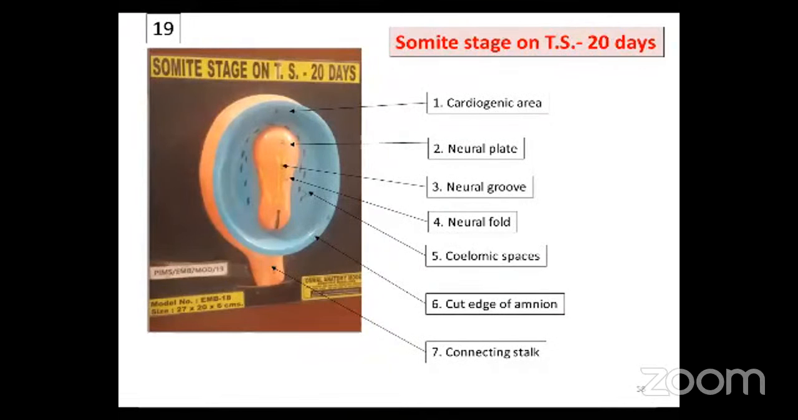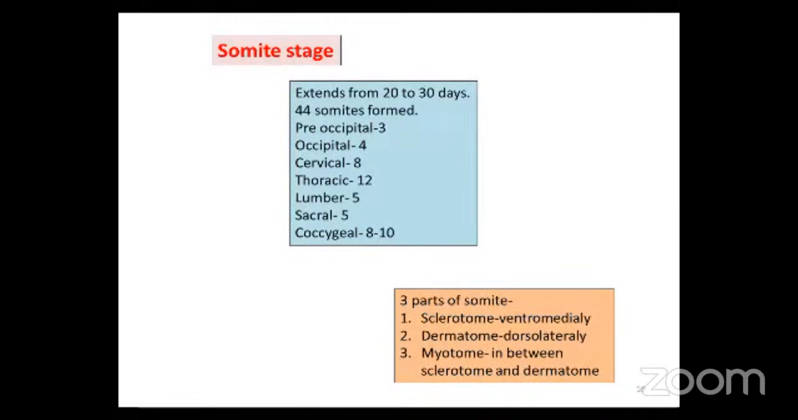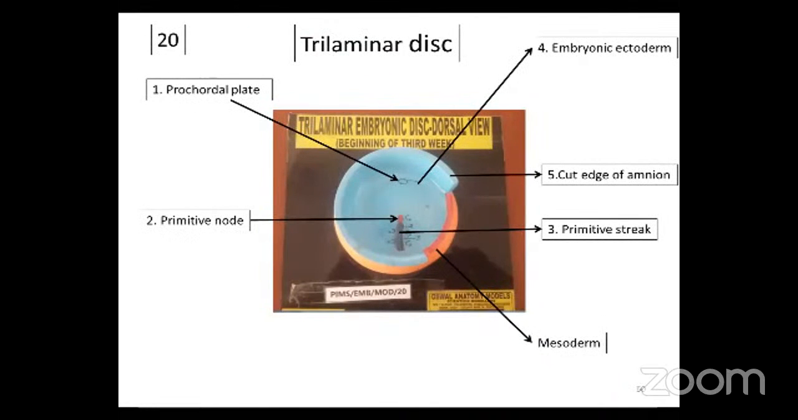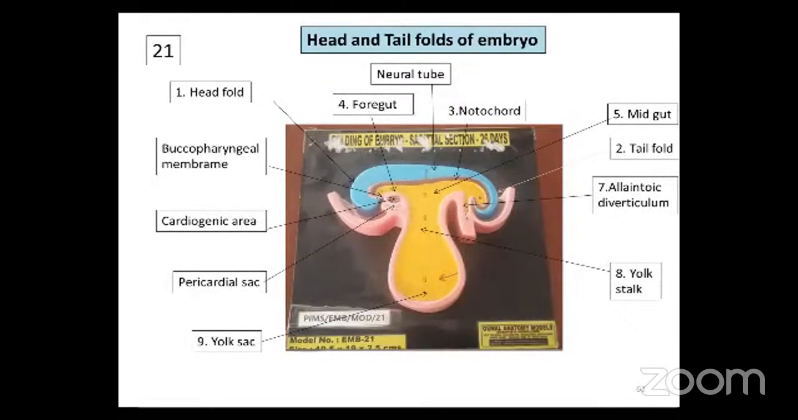So these are the structures: cardiogenic area, neural plate, neural groove, neural fold. Just we have seen this below it, cut edge of amnion and connecting stalk, which develops into the umbilicus. All this information we have taken many times. So this is also important. Dark blue color is the neural tube. Then there is a notochord deep to that. Then there is a primitive gut which is going to form foregut, midgut, hindgut, and then omphalomesenteric duct or omphaloenteric duct. Then you get a yolk sac, head fold, tail fold, and the structures enclosed in it.